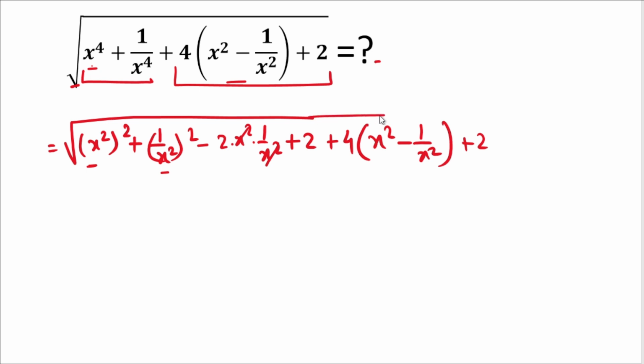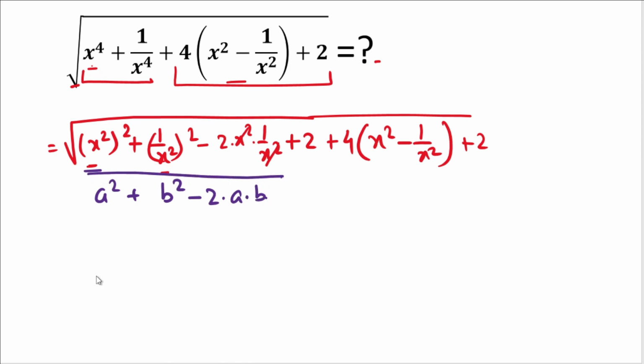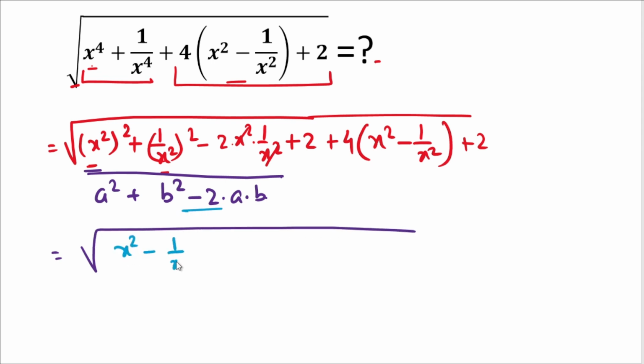So now let's move forward. It is in the form of a square, x square and its whole square. We'll write a square, and plus 1 over x square as b, so it is b square, and it is -2 times a times b. So it is a minus b whole square. So this value we'll write as x square minus 1 over x square and its whole square.